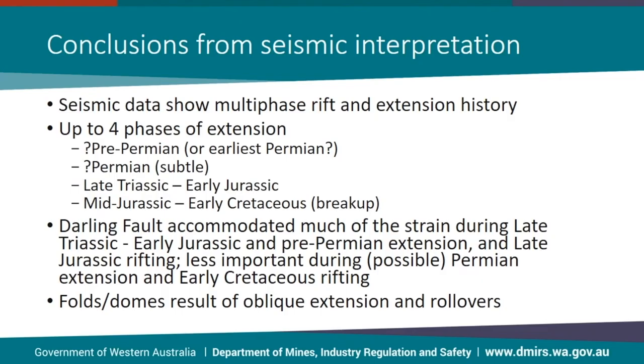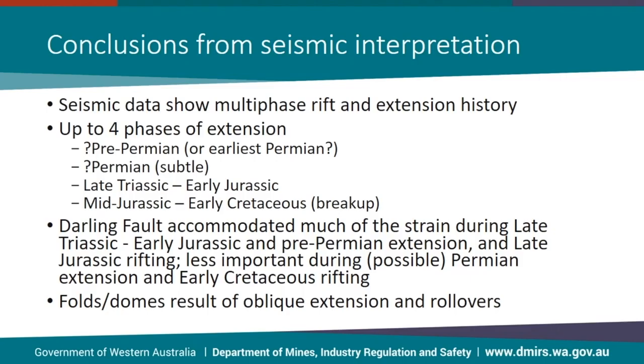The late Triassic to early Jurassic extension recognised in the seismic data may be related to the early Jurassic extension recognised in the northern Perth Basin previously. The final rifting phase commenced in the mid-Jurassic, seeing extensive normal faulting, especially offshore, and rapid subsidence, leading to breakup between Greater India and Australia in Valanginian time. Most, if not all, folds and domes formed during this final rifting phase as a result of either oblique extension or rollover folding on the major normal faults.